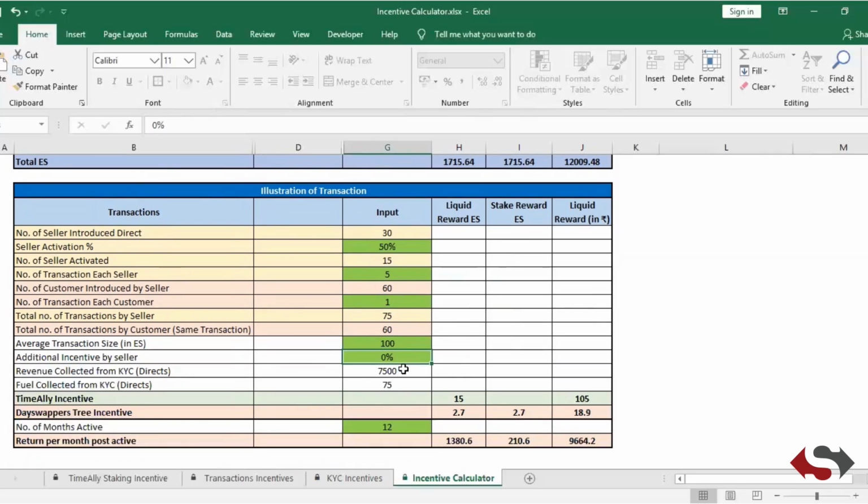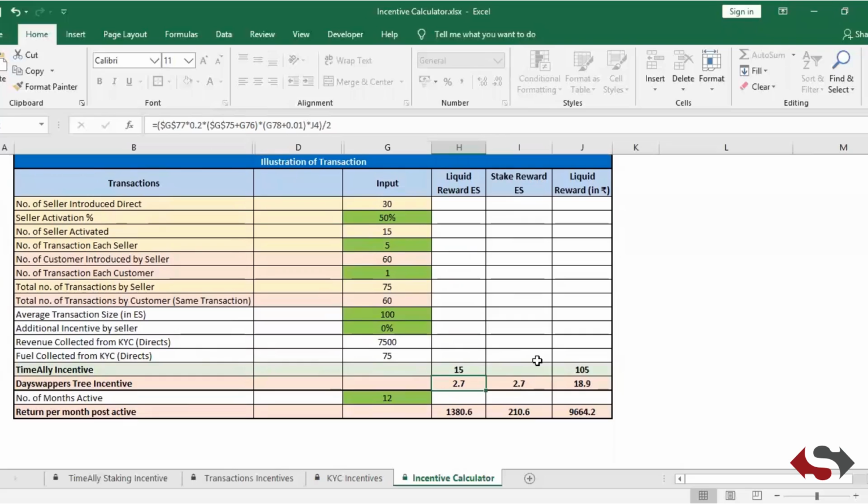So this is the revenue which shall be collected from the directs, and so the fuel will be so much. From this fuel, the liquid reward I shall be getting is around 15 RSWAP at the direct level, while the tree reward I shall be getting around 2.7 RSWAP. This reward will continue every month. This month I've introduced so many people, and next month I'm also performing at a similar rate, and all these are also active.